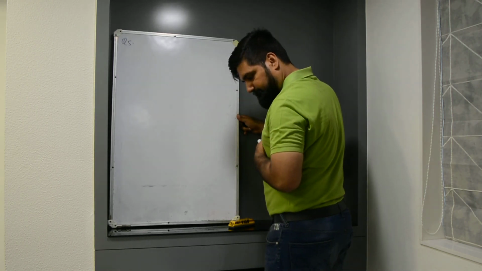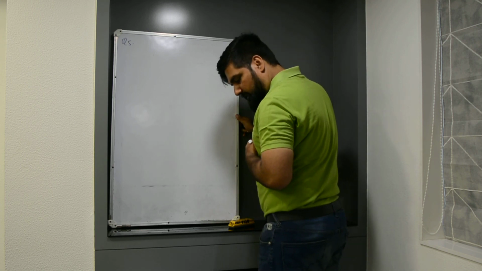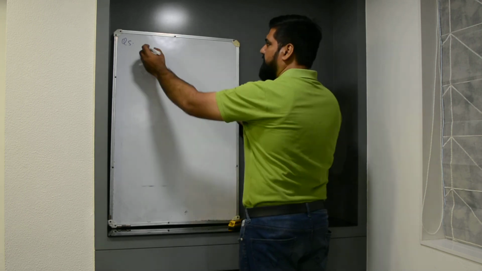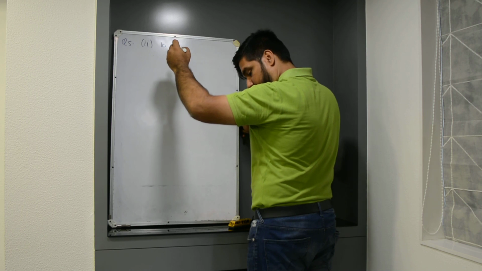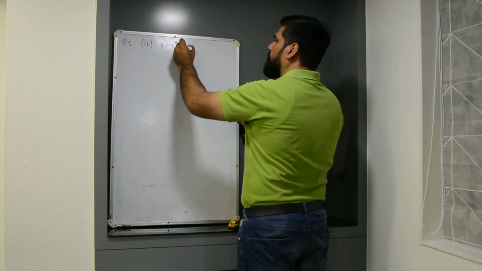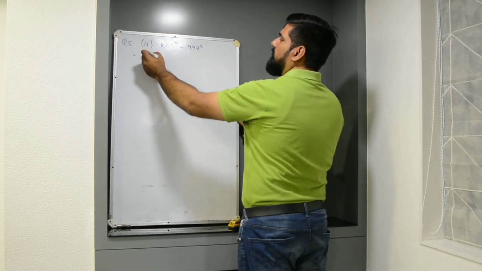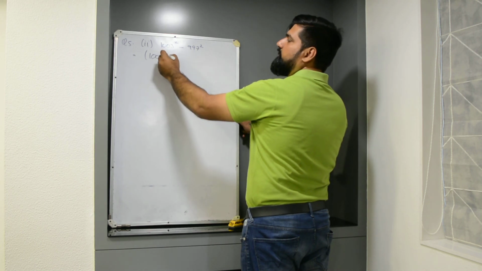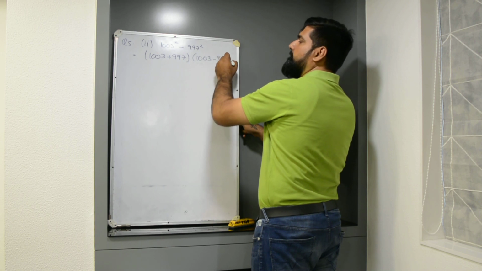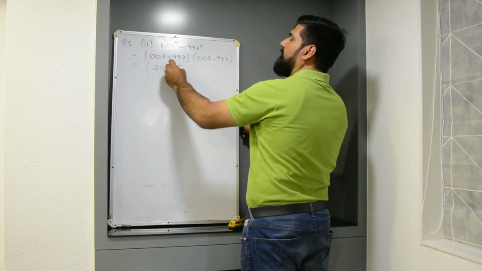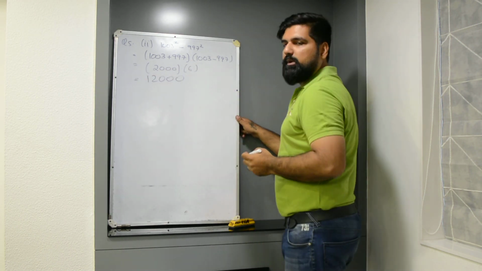Question 5. See, the question is question 5, second part I will take. We have been given 1003 whole square minus 997 whole square. This can be written as a square minus b square. So it is equal to (a plus b) into (a minus b), which is equal to 2000 multiplied by 6, which is equal to 12,000. So final answer is 12,000.